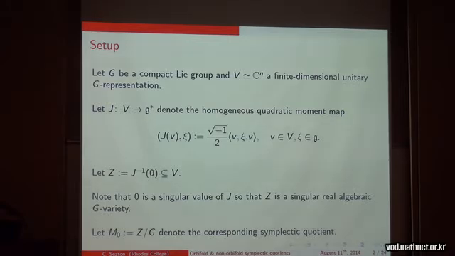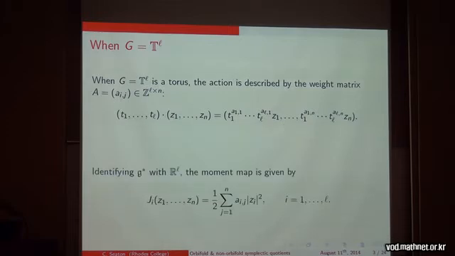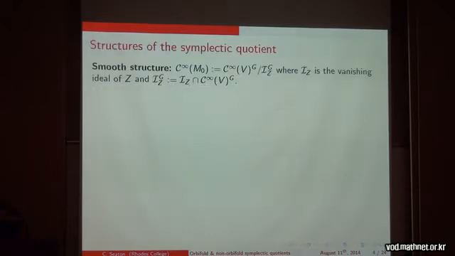Since we will be mostly interested in the case of a torus representation, that will be described by a weight matrix. So it's pretty standard for the representation: an L by N weight matrix, where L is the dimension of the torus, and the action is given this way. And the moment map in this case is given by the following formula. So we have L quadratic polynomials, and the coefficients are the weights of the representation.